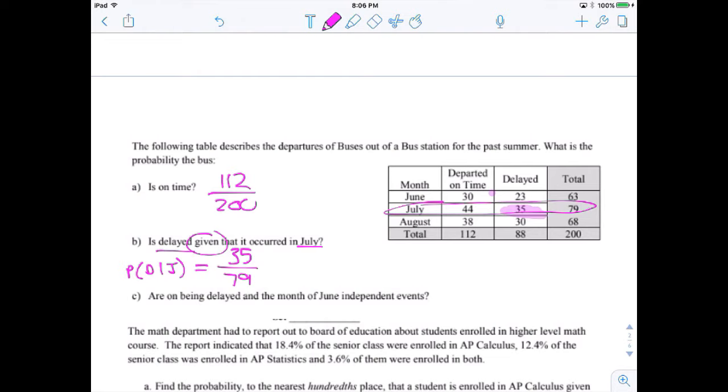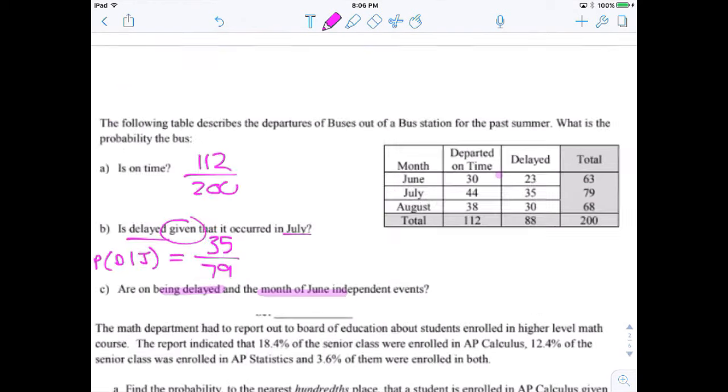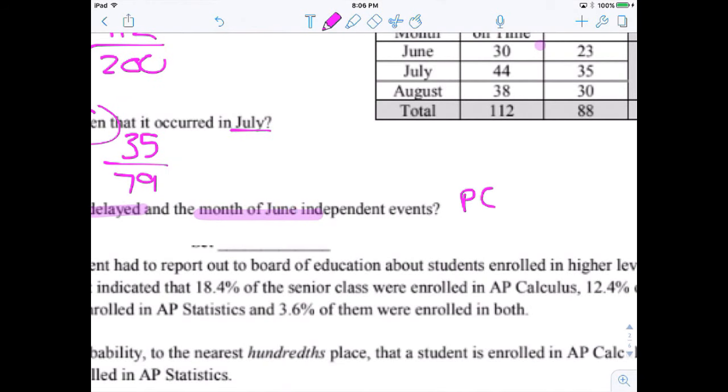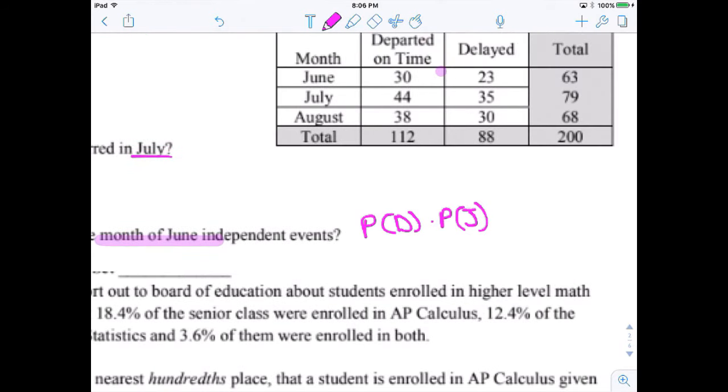Now, what's the probability that they are being delayed and in the month of June, or are these independent events? So let's say being delayed is the probability of our first event, and being in the month of June is the probability of our second event. So here's what we want to check. Does the probability of being delayed times the probability of it departing in June equal the probability of it being delayed and departing in June, right? That's our test for independence formula.